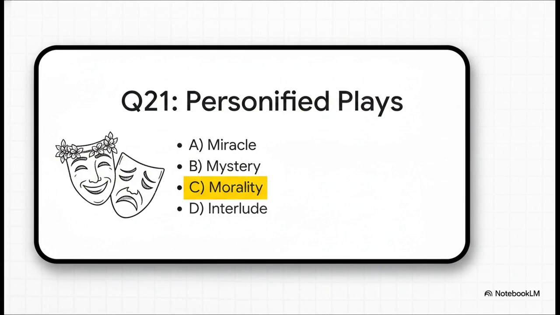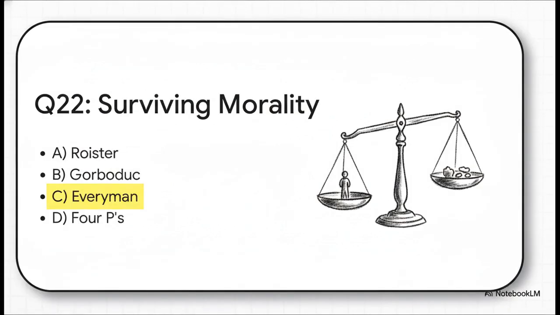Building directly on that, question 22 asks, what is the name of one of the finest surviving examples of a morality play? A, Royster Doyster, B, Gorboduc, C, Everyman, or D, The 4 Ps? The correct answer is C, Everyman.